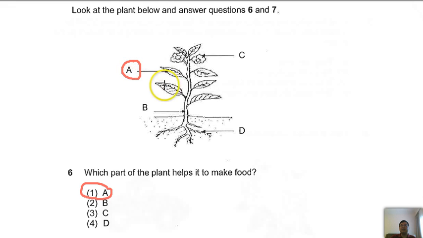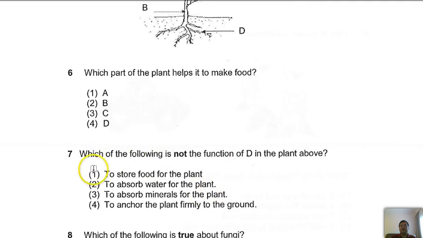Now this is something you must always know and remember. The answer is always the same: leaves make food. Question 7. Which of the following is not the function of D in the plant above? Straight off in my mind, without looking here, I know that D absorbs water and nutrients for the plant, and D also makes the plant stay firmly rooted onto the ground.